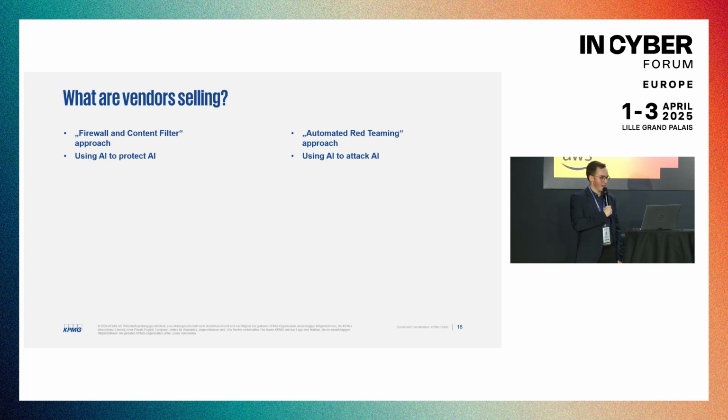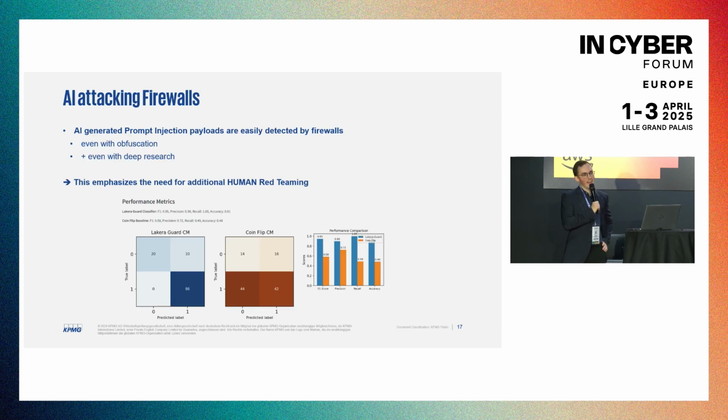So two things vendors are currently selling are the firewall and content filter approach, where you basically use AI models to detect prompt injections and other malicious content coming into the system, but also being given back from the system. And they have automated red teaming, as they call it, which I'm not a big fan of the term, but yeah, where they basically use AI to attack AI. Are these solutions working completely? For both, unfortunately, currently, we have to say no. They are not there at providing real security.